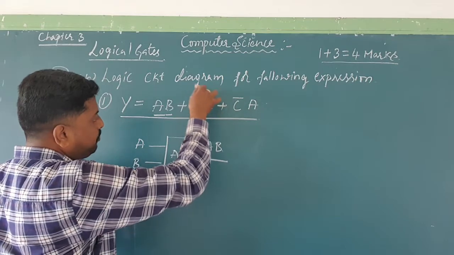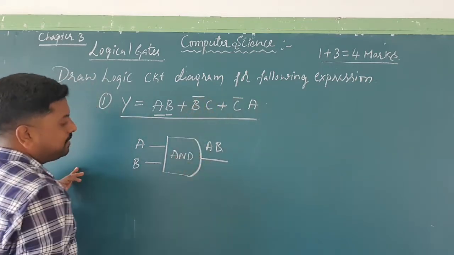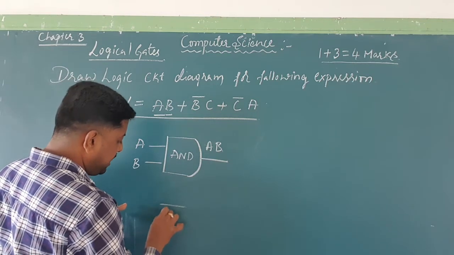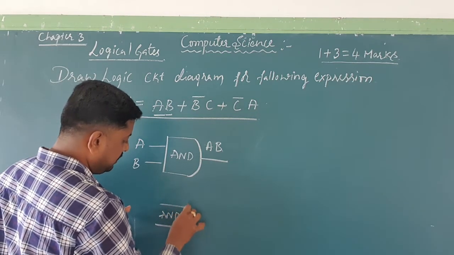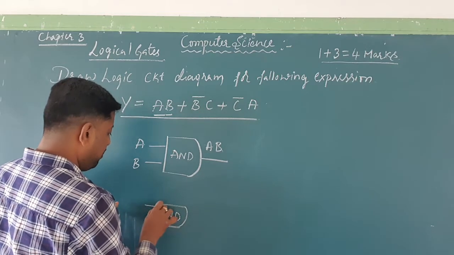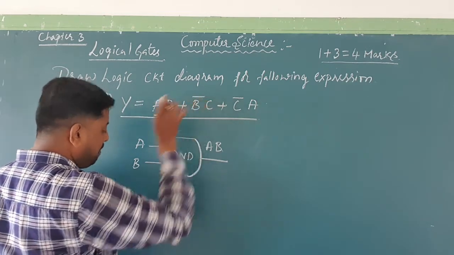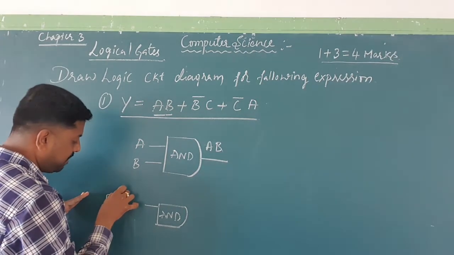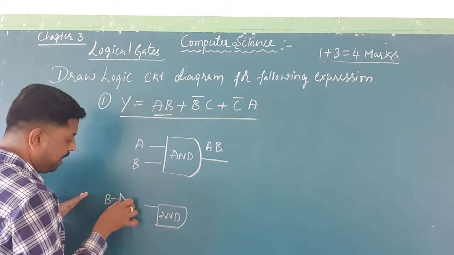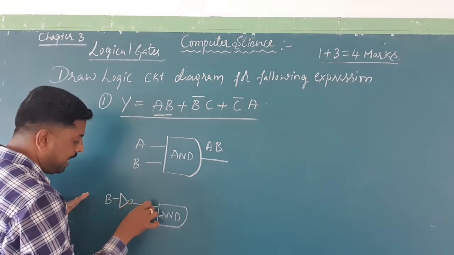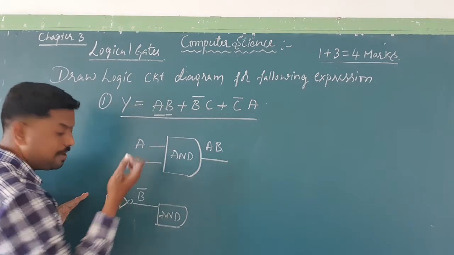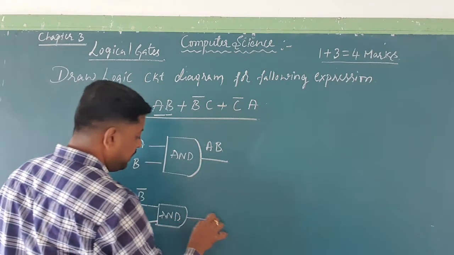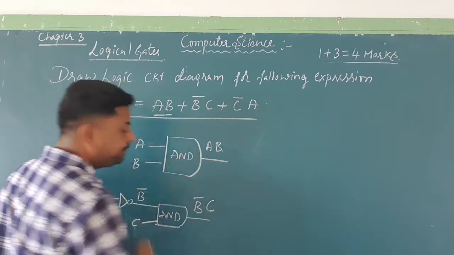But the second expression is b bar c. So b bar c is again for 2 inputs. Consider once again an AND gate. For b, the input is b bar. So first I will consider b, and I will convert this b into b bar by applying one NOT gate. Then this input becomes b bar. Then the second input is c. Hence the result is b bar c.